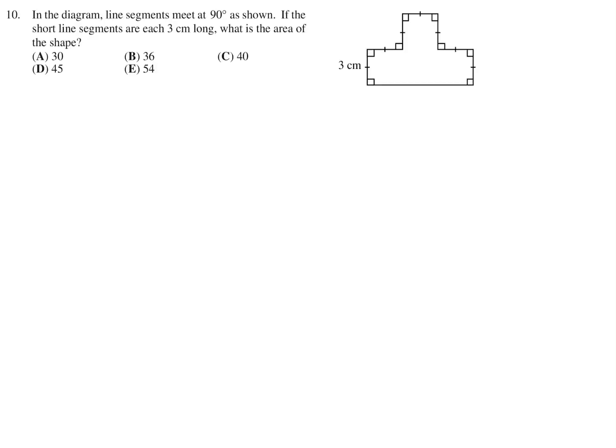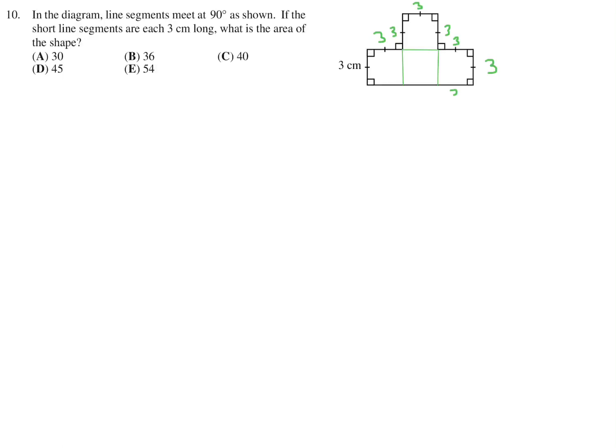And number 10, in the diagram, line segments meet at 90 degrees as shown. If the short line segments are 3 centimeters long, what is the area of the shape? Okay, the first thing we can do is cut this into different boxes like this. You don't have to, but I just think it's easier if you do that. And when you do that, you'll notice that this is 3. And they've told you that with these lines, that these are all the same. That's what those lines mean, all the same size. So if this is 3, this is 3. This up here is 3, and so on.